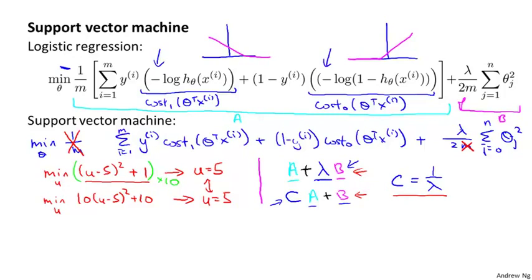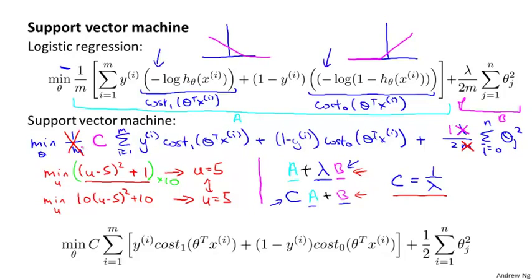So I'm going to cross out lambda here and write in the constant C there. That gives us our overall optimization objective function for the support vector machine. If you minimize that function, then what you have is the parameters learned by the SVM.